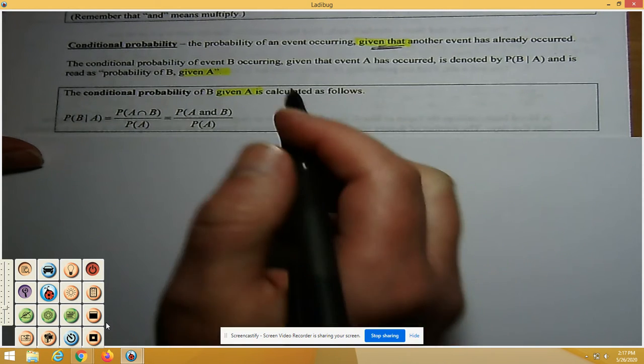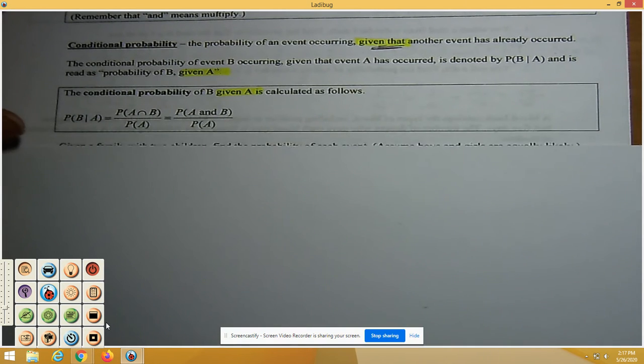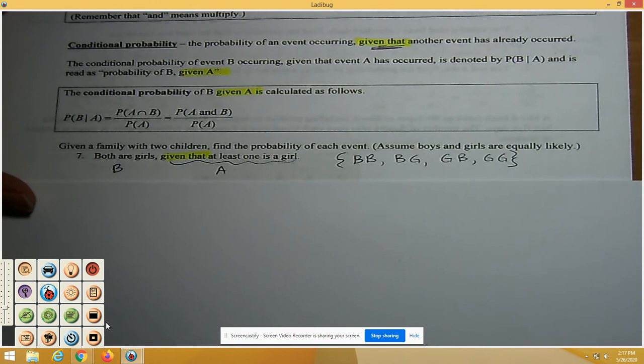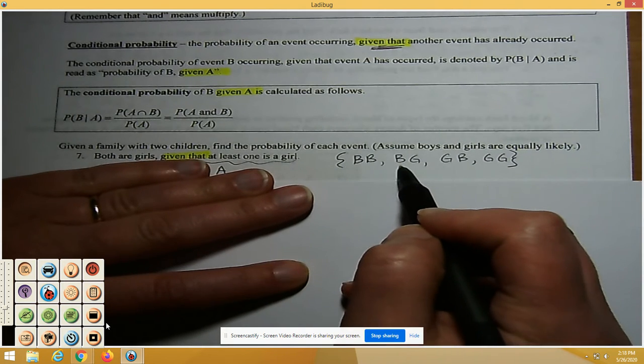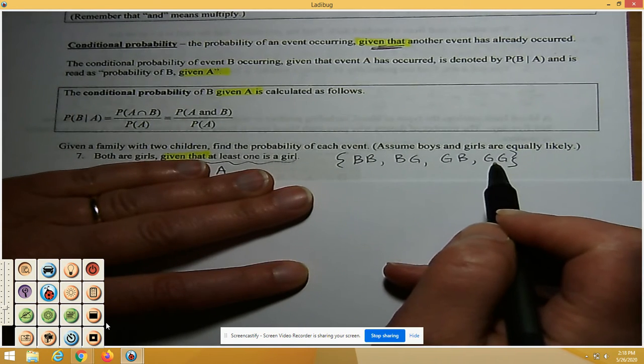All right, and then here's our notation for all of that. And I think the easiest way to do this is to look at a specific example. So in example 7, you are given a family with 2 children, and we want to find the probability of each event, assuming boys and girls are equally likely. So since there's 2 children, ignore the B and A right now, you could have 2 boys, a boy-girl, girl-boy, or 2 girls.